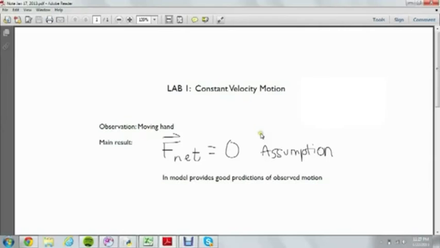Job 1, constant velocity motion. I made an observation of a video of my friend moving her hand across the screen. I modeled it, the main result applying the momentum principle or Newton's second law, by setting F net equal to 0 to model good predictions of the observed motion.